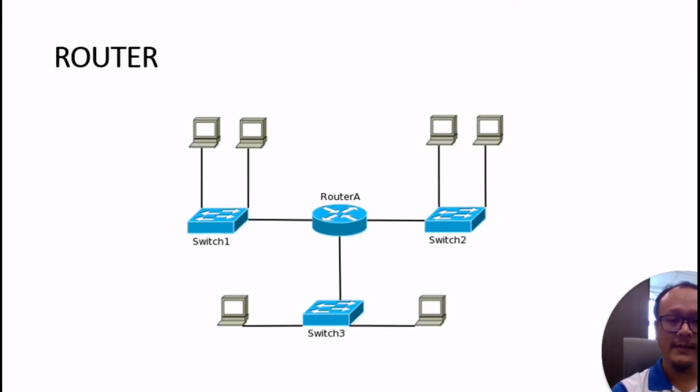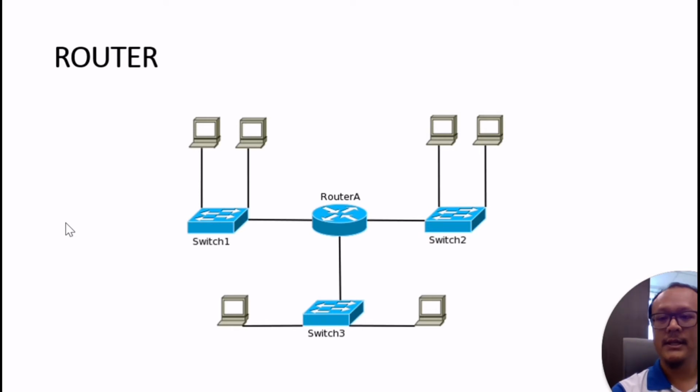So this is an example of the architecture of the network. For example, this is our first laboratory, laboratory A, this is laboratory 2, and this is laboratory 3. All the computers in a laboratory are connected to a switch, and to connect between laboratories we use routers in the middle. I hope you understand the physical structure of the network.